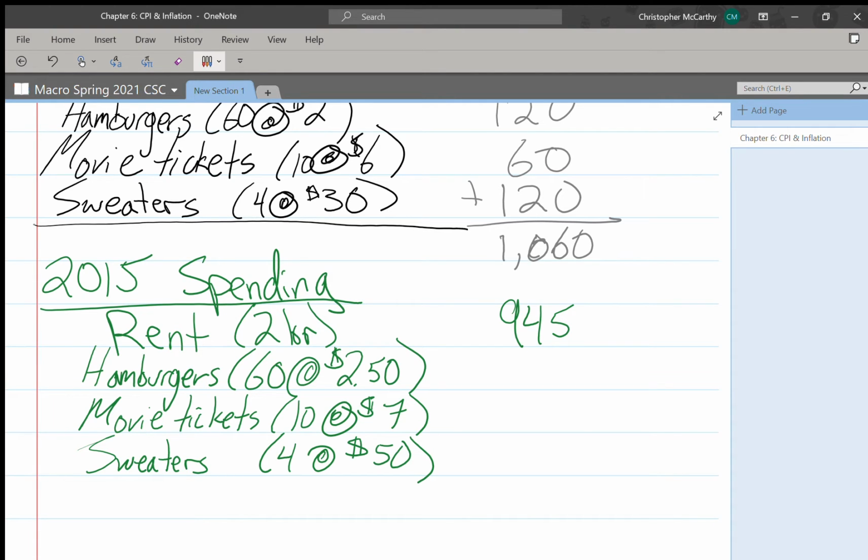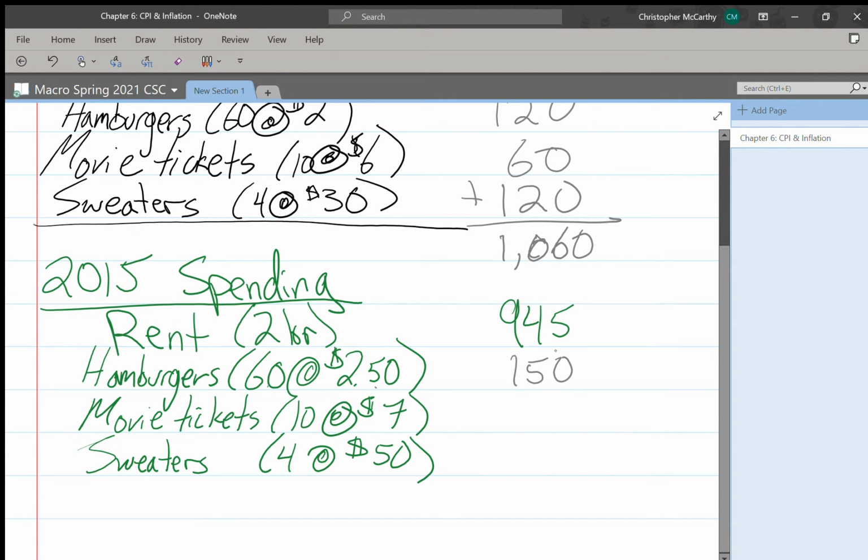So once again, we got to do a little bit of calculation stuff, right? 60 times 2.50 is going to give us $150. 10 times 7 is going to be 70. 4 times 50 is going to be 200. We add all these things up together, we end up with $1,375.